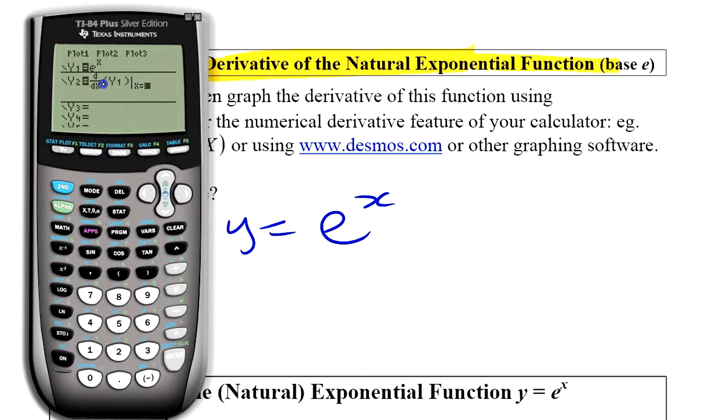I wanted to graph the derivative. I wanted to calculate the derivative at every point across the screen as it's graphing. So I want this to be a variable. I want it to change as it goes across the screen, so I need to put an x in there. All right. Now for my window, I'm going to start with just this zoom decimal because that's a good enough window. And we'll see what we get here.